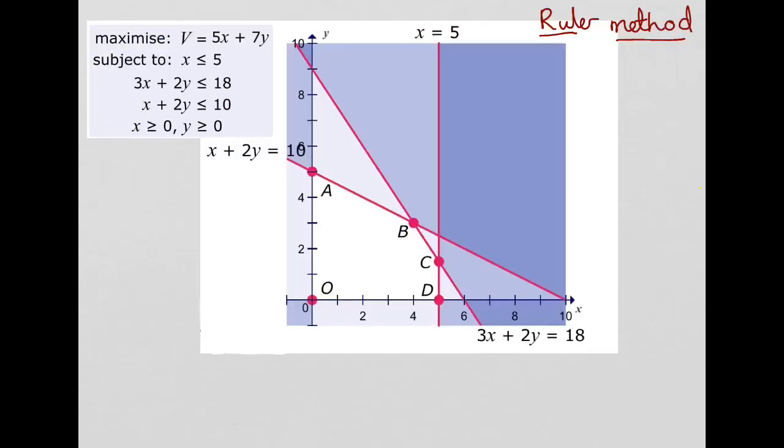If we look at the ruler method, I'm using the same graph, so I wouldn't necessarily have all these on here labelled, but it's a good start anyway. The exam will often do that for you. If I look at my objective function, at the moment we don't know what v is, because v is any number. We're trying to maximise it.